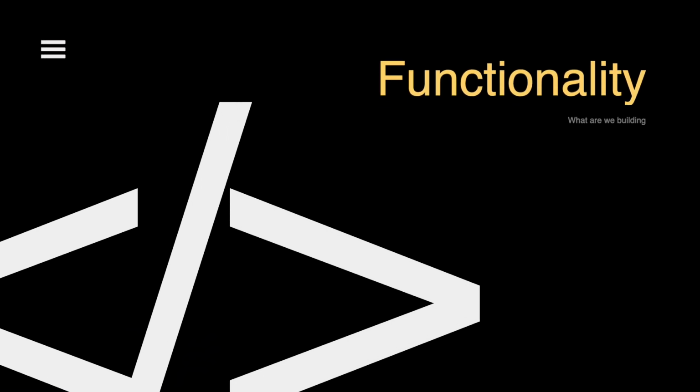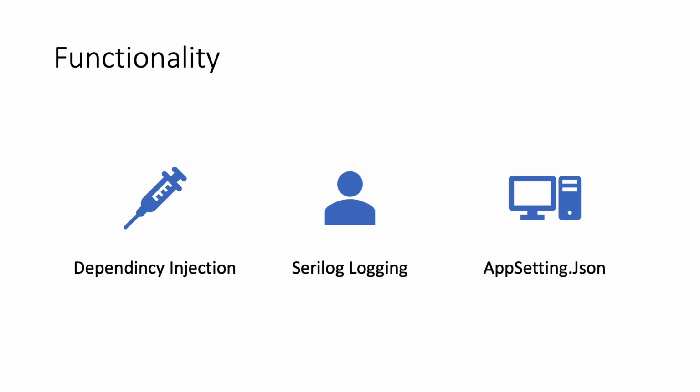Next, we're gonna be developing these three main functionalities for our console application. First, we're gonna implement dependency injection. Then we're gonna be adding Serilog logging to replace the default logs that the .NET Core framework provides. And lastly, we're gonna be reading all of our configuration from the app settings instead of hard coding them into our code.